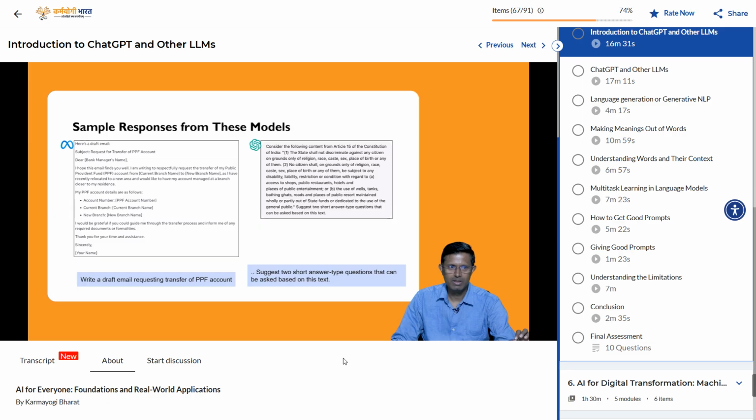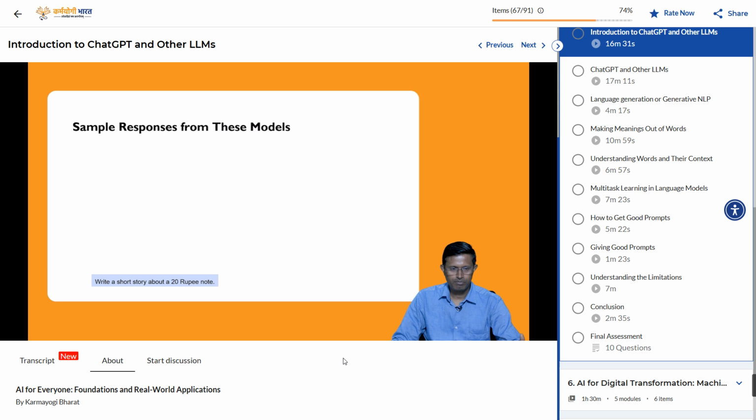Now the model responds with a couple of questions. The first asks, what are the grounds on which the state is prohibited from discriminating against any citizen under Article 15(1), and the second question asks, according to Article 15(2), what types of public places must remain accessible to all citizens without discrimination. So we can see that the model is able to understand the intent of the instruction and also the core content based on which it has to be generated.